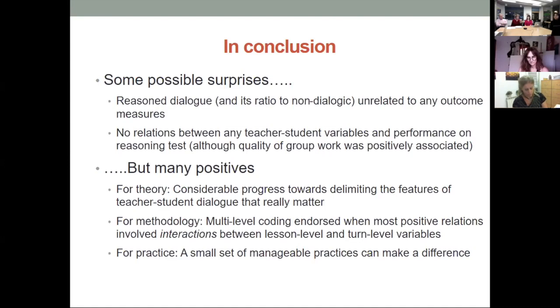I think they've got an important implication for theory. We've identified some variables that really make a difference, and I think that's helpful for advancement of theory in the area. I think our findings have important implications for methodology. We found very few main effects of any of these variables. Most of our significant findings were interaction effects, and they were often interaction effects between a turn level variable and a lesson level variable. And I think that underlines the importance of coding at several levels of granularity.